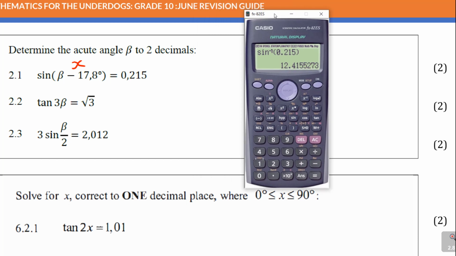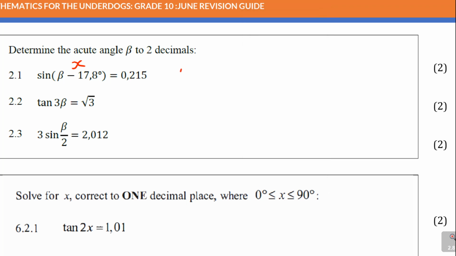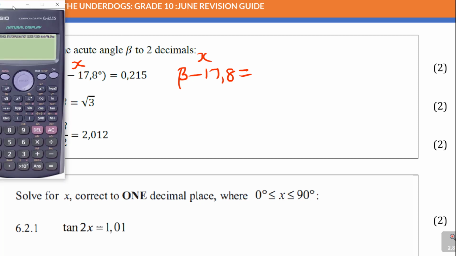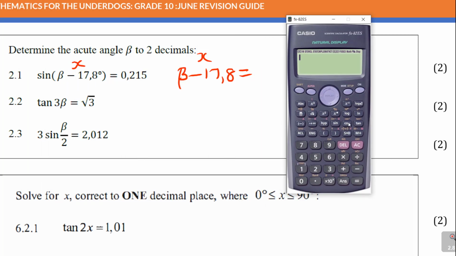And then to 2 decimal places, so it's 12,42. I can round it off for me. 12,42. So here it will be x, which is beta minus 17,8. That is what you have. Is equal to what? I forgot that one. Sorry about that. Let me do it again. Shift arc sine 0,215 is 12,42.